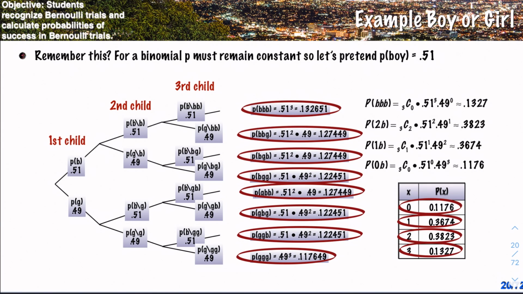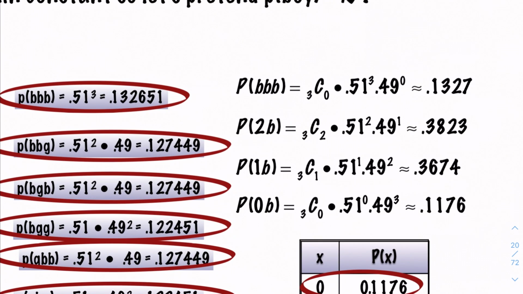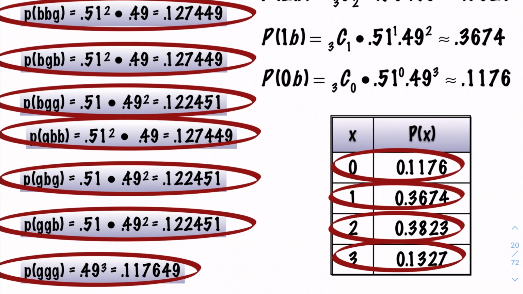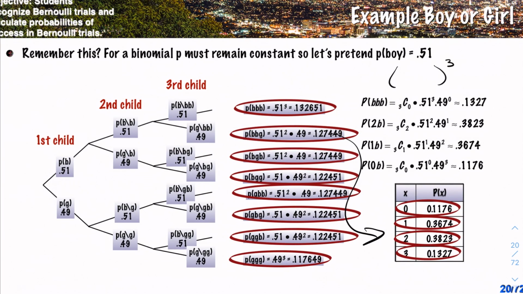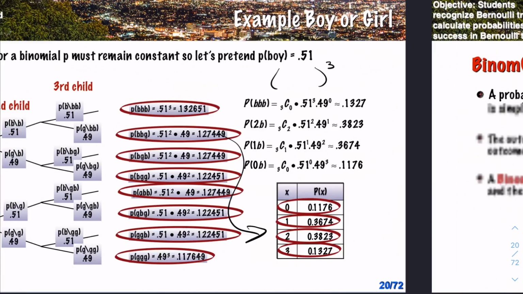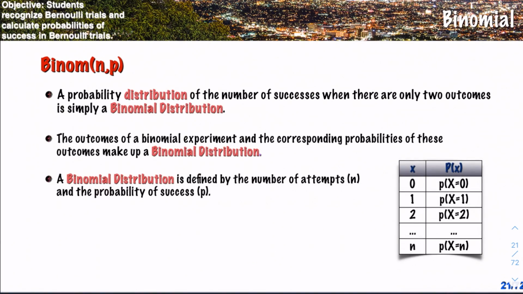And if we did 2 boys, it would be 3 choose 2. If we did 1 boy, it would be 3 choose 1. If we did 0 boys, it would be 3 choose 0, and the probabilities would reverse. This is our binomial expansion with 3 boys. And if you look, all of these values will fill out this table of 0 boys, 1 boy, 2 boys, and 3 boys, provided that we just follow our binomial distribution.